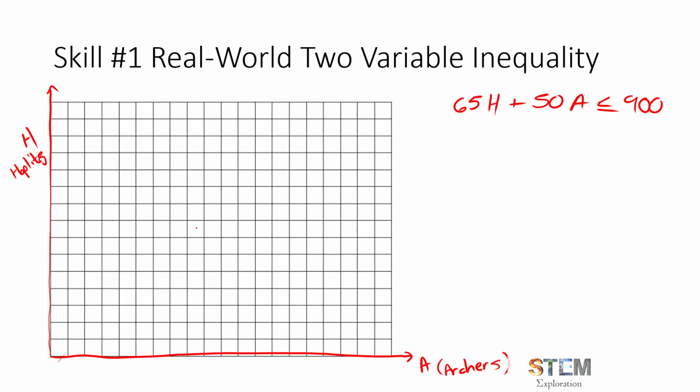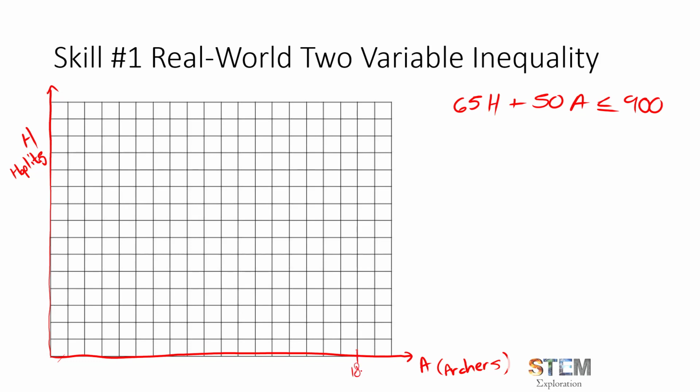Now that we've labeled this, we'll have to label our axes as well. And so typically, if we're looking at this, we could use 18 archers. So let's just use that as a basis here. So 1, 2, 3, 4, 5, 6, 7, 8, 9, 10, 11, 12, 13, 14, 15, 16, 17, 18. Okay, so we have 18 right here.